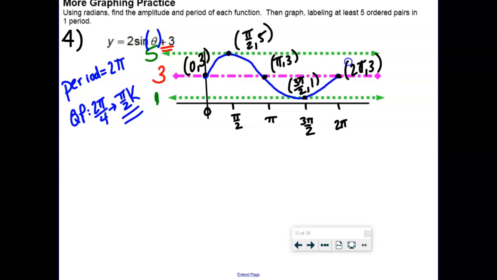Again, if you don't like the ordered pairs on your graph because it's ugly enough, then you can list them down the side. That's fine. I like them on the graph. Covers up my ugly graphing.